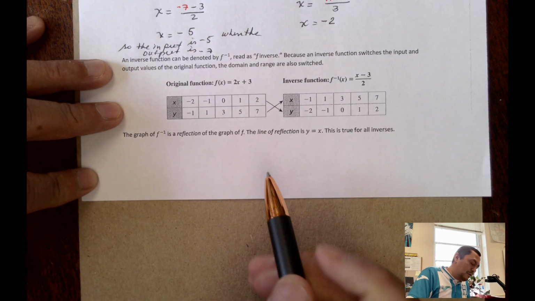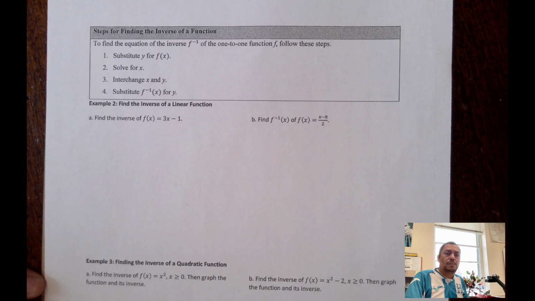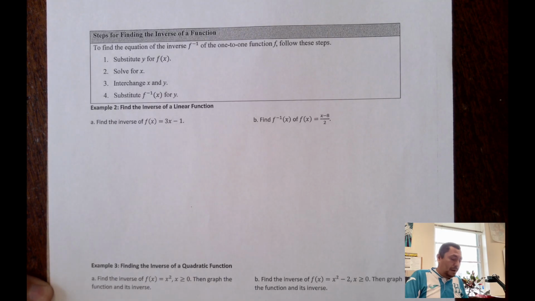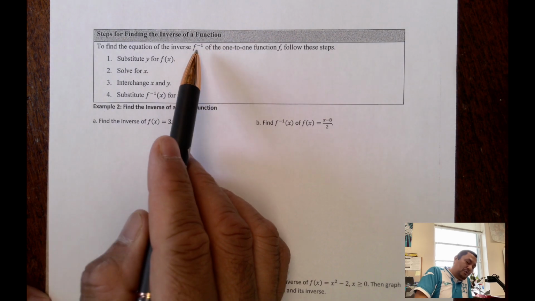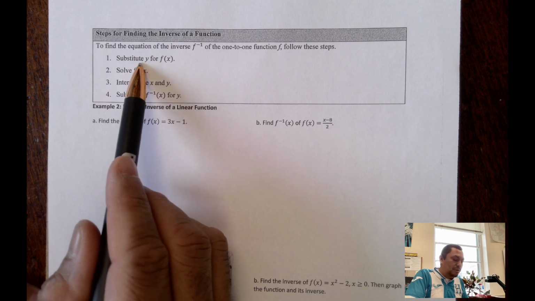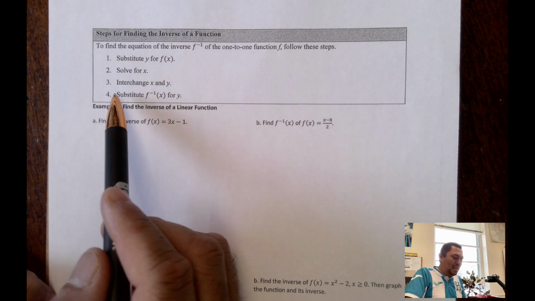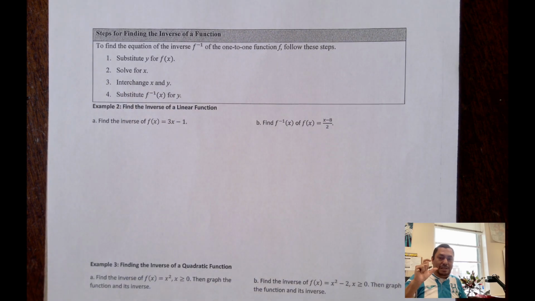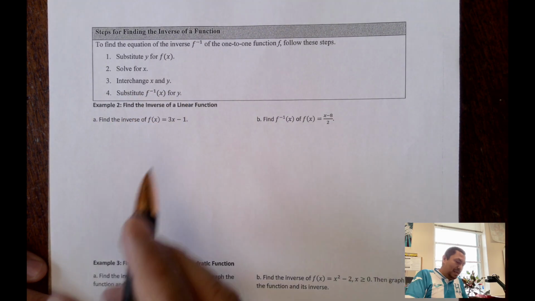So we have this one that we went over in the lesson. We are going to solve some examples. But before we do, let's formalize the steps to finding the inverse of a function. To find the equation of the inverse f to the negative 1 of a one-to-one function, follow these steps. Step 1, substitute y for f(x). Step 2, solve for x. Step 3, interchange x and y. And the final step, substitute f inverse of x for the y variable.